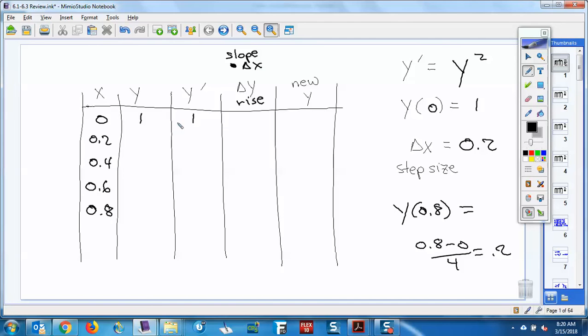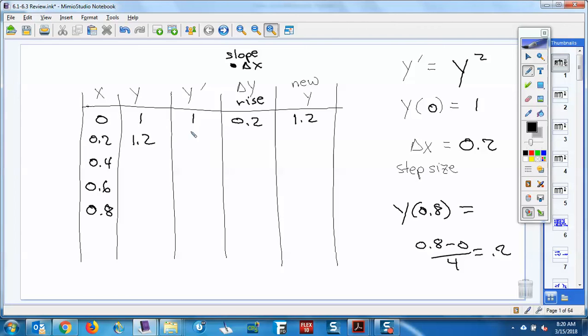That's the key step. So we're going to take 1 times 0.2. That's going to be 0.2. So that means we go over 0.2 and we're going to go up 0.2, which makes sense if the slope is 1. So our new y is going to be our old y plus our rise. So we're now up at 1.2. We're 0.2 over and we're 1.2 up.